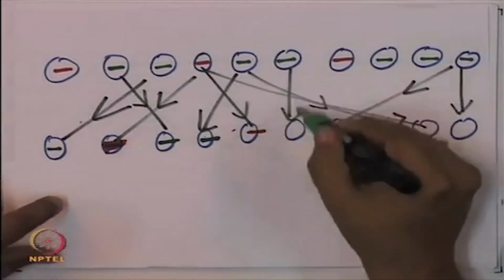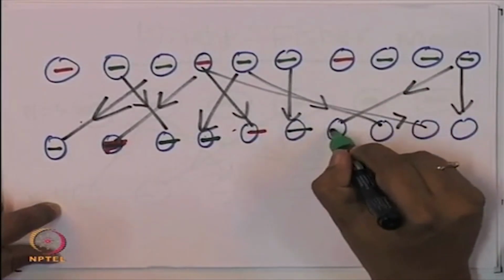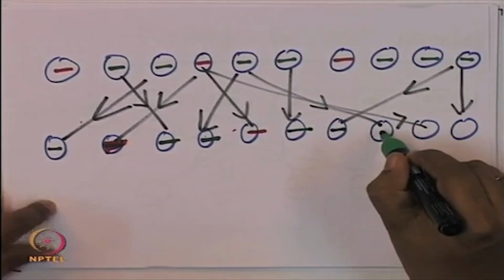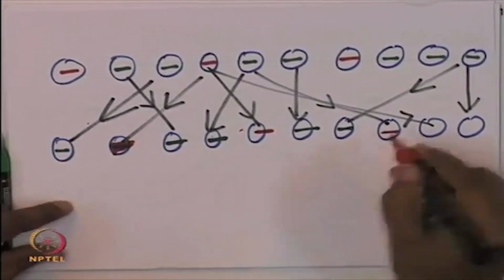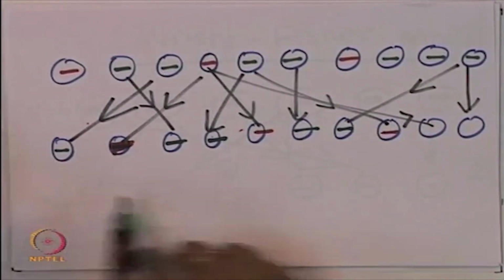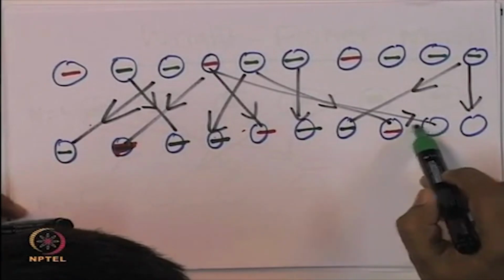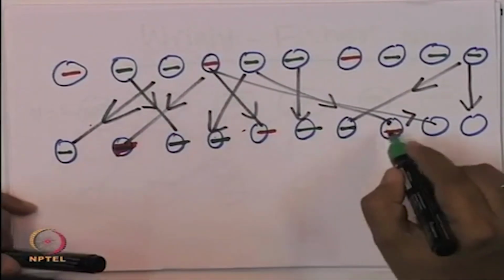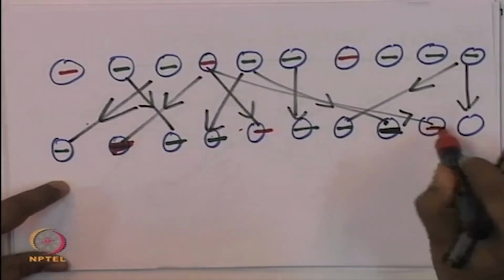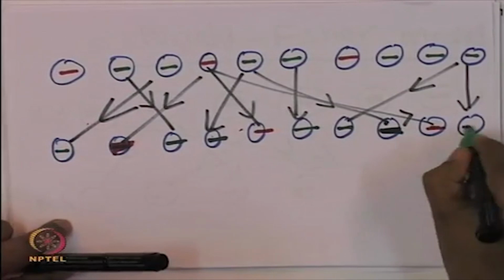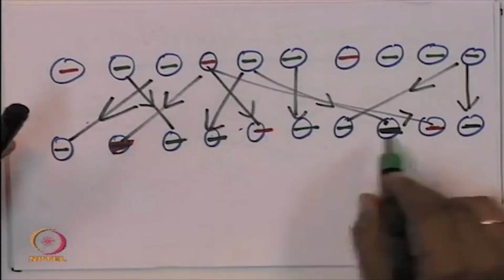This is inheriting from a green. This is inheriting from green. This is inheriting from a red, so I draw a red here. This was inheriting from a green actually, so I draw green here, this is from red and this is from green. So, again we have 3 reds here.